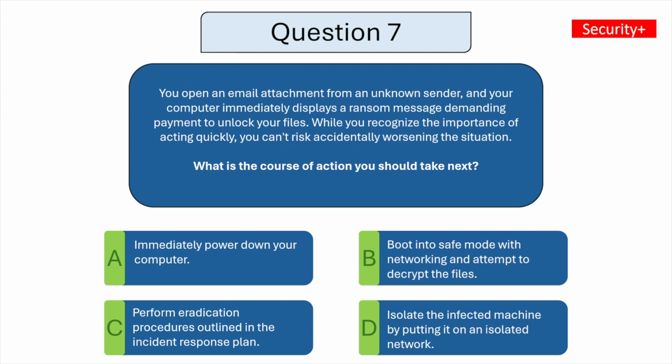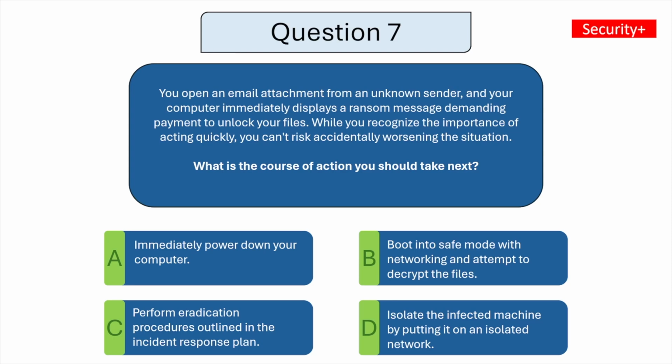Question 7. You open an email attachment from an unknown sender, and your computer immediately displays a ransom message demanding payment to unlock your files. While you recognize the importance of acting quickly, you can't risk accidentally worsening the situation. What is the course of action you should take next? A. Immediately power down your computer. B. Boot into safe mode with networking and attempt to decrypt the files. C. Perform eradication procedures outlined in the incident response plan. D. Isolate the infected machine by putting it on an isolated network.